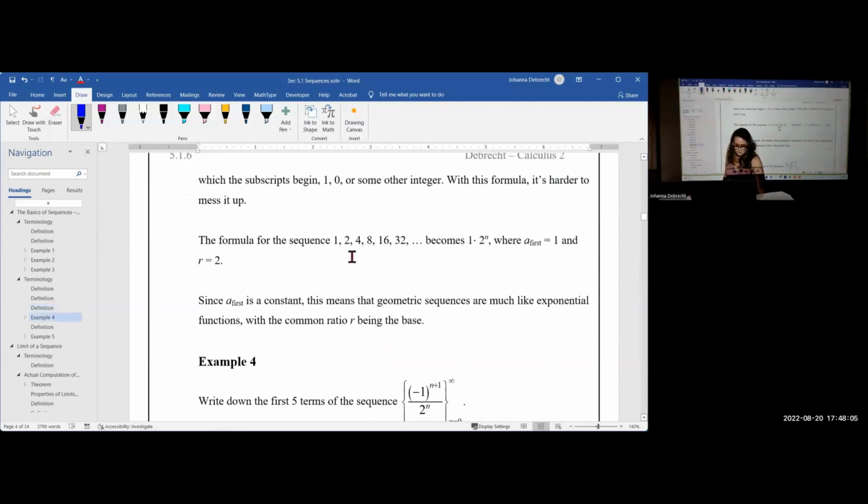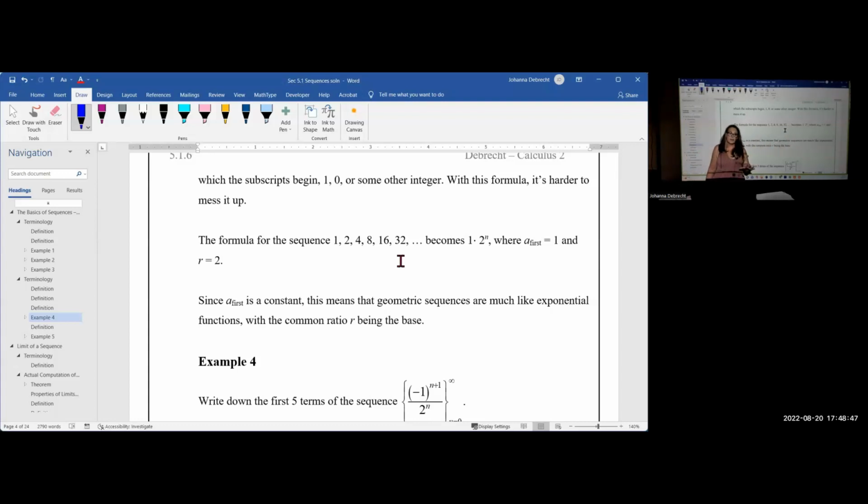If we take a look at the sequence we did above, 1, 2, 4, 8, 16, and 32, a sub first is 1. That's the first number in the sequence. And then the common ratio is 2, multiplied by 2 to get from one term to the next, raised to the nth power: 1 times 2 to the n, where a first is 1 and r is 2. You could also, of course, write this as 2 to the nth power. That sounds like 2 to the x power. And indeed, we'll see that geometric sequences are very much like exponential functions, with the common ratio r being the base of the exponential function.